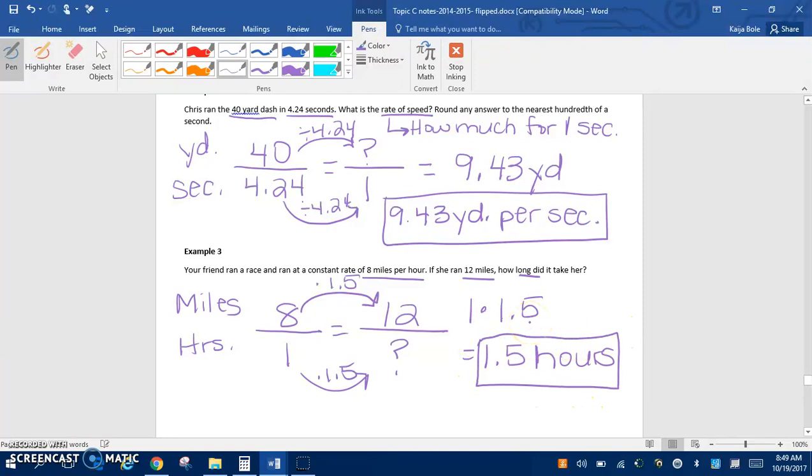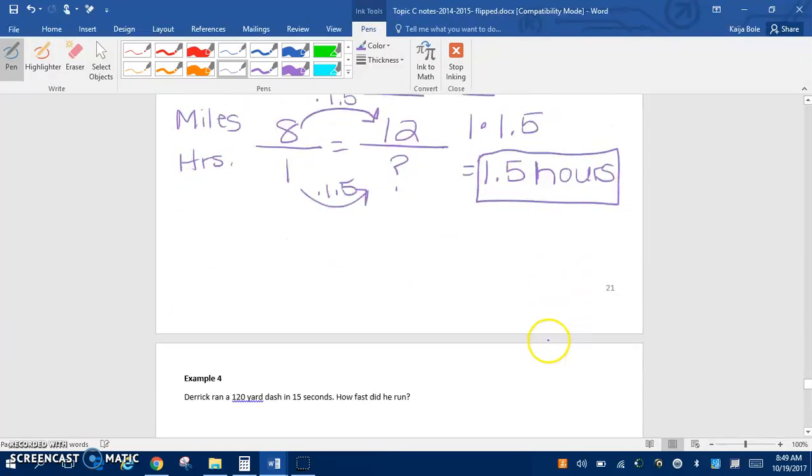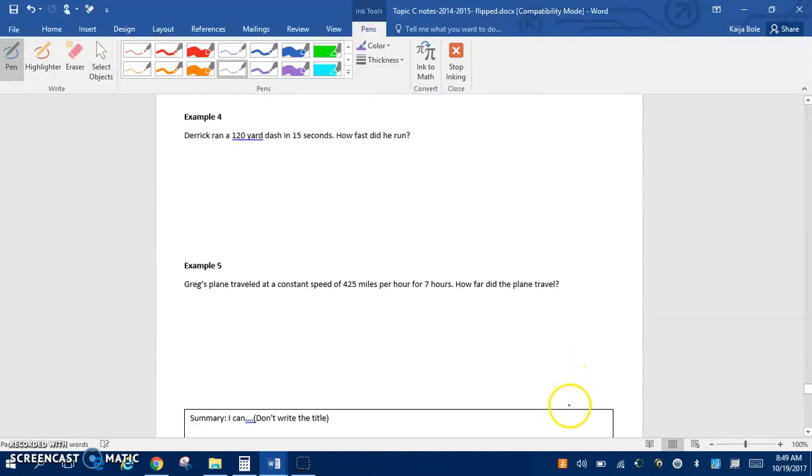Okay, flip on over to the next page. We've got 2 more here to go through. Example 4 says Derek ran a 120-yard dash in 15 seconds. How fast did he run? So we're going to set up our blank standard algorithm. Again, we have yards and we have seconds, and we're going to put in our blank one. Let's fill in what we know. We know that he ran 120 yards in 15 seconds.